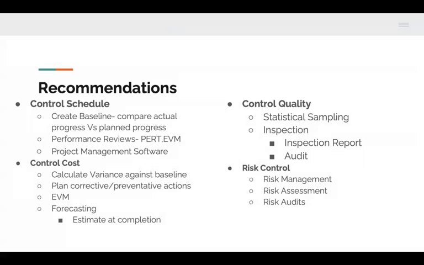For control cost, this is a two-step process which includes calculating variance against the baseline and planning corrective or preventative actions. The project team should consider implementing earned value measurement to assess and measure project performance and progress. Additionally, the forecasting technique should be used to update and reissue the budget based on work performance. For control quality, our recommendation is to use statistical sampling and inspection to ensure quality standards have been met. The inspection report is necessary to ensure that the recipients of the grant have completed their projects and therefore measure the success rate of the project.